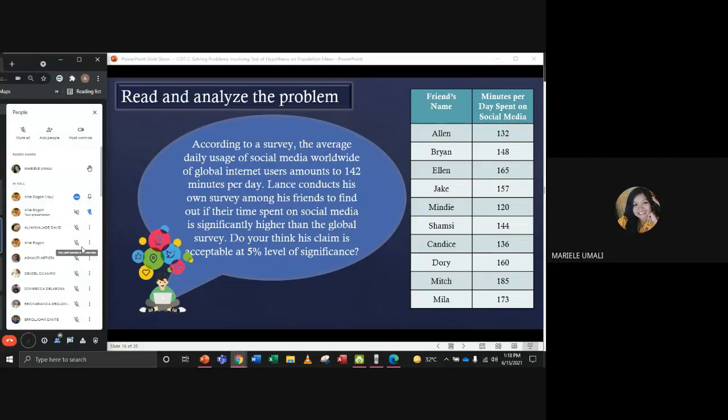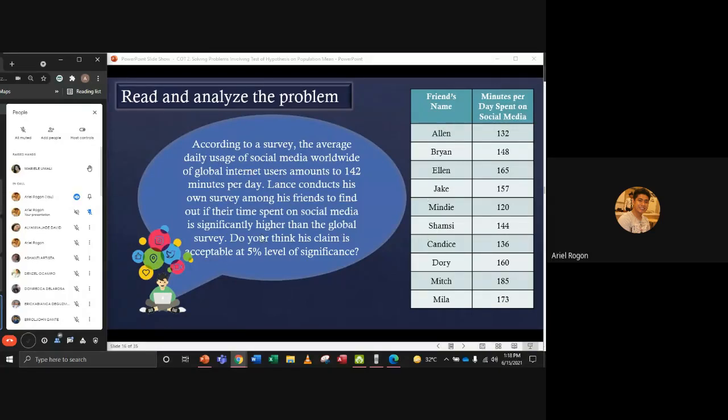Lance conducts his own survey among his friends to find out if their time spent on social media is significantly higher than the global survey. Do you think his claim is acceptable at 5% level of significance? So the data on the right side of the problem is the data from the 10 friends of Lance.